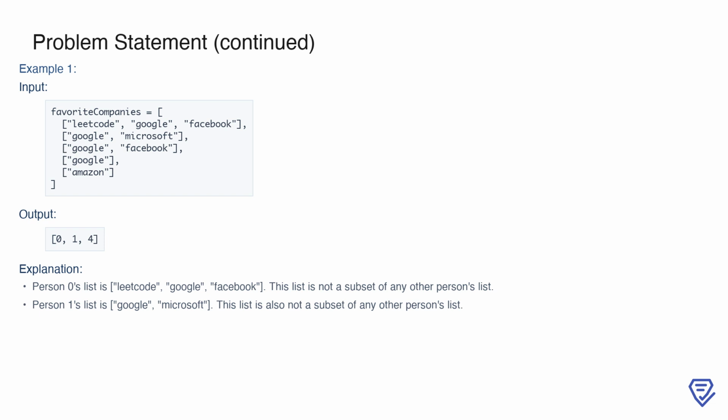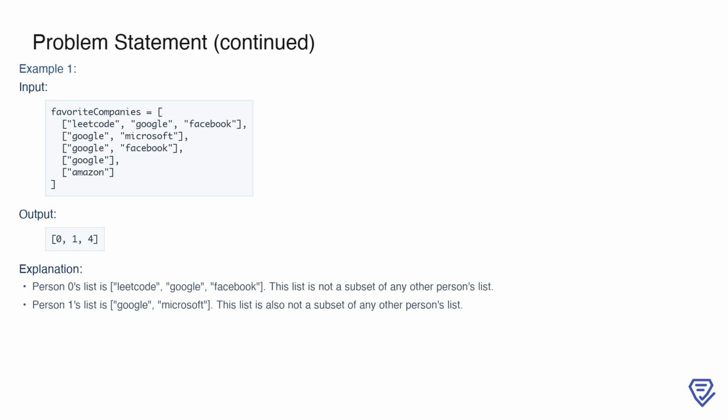Suppose the input is a list of favorite companies for 5 people. Person 0 has the list, LeetCode, Google, Facebook. Person 1 has, Google, Microsoft. Person 2 has, Google, Facebook. Person 3 has, Google, and person 4 has, Amazon. The output for this example is 0, 1, 4. To understand why, let's examine each person's list.